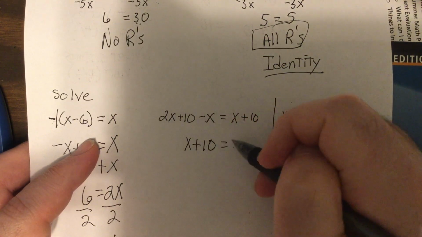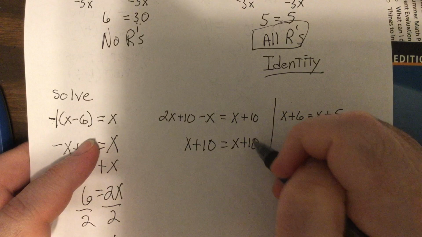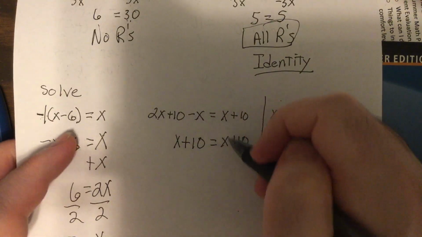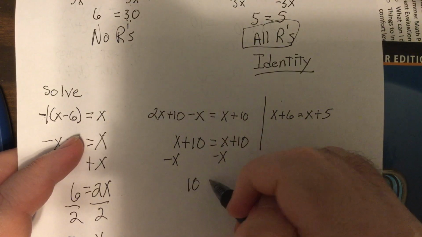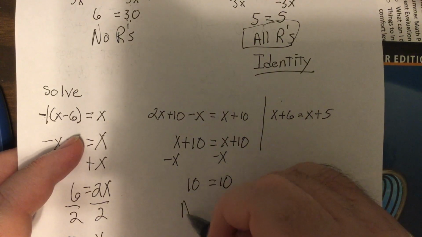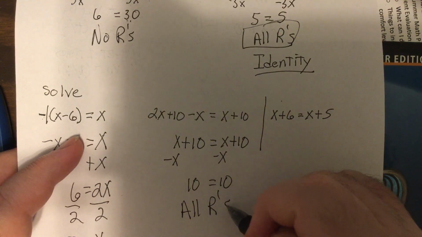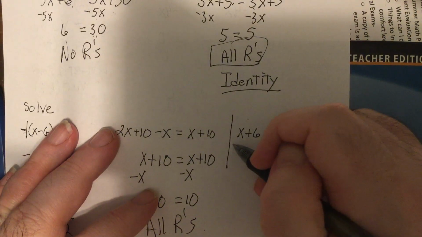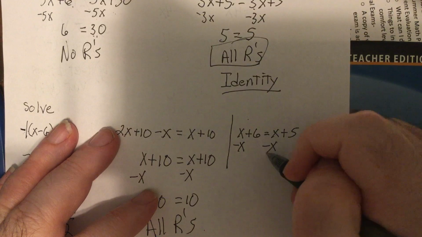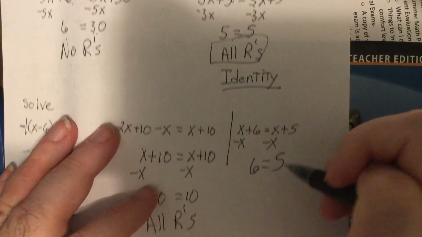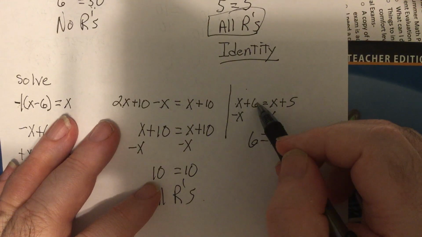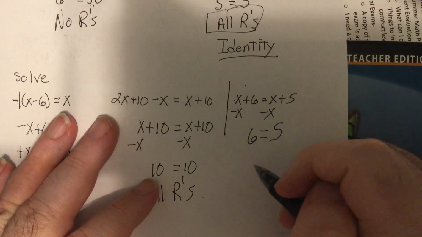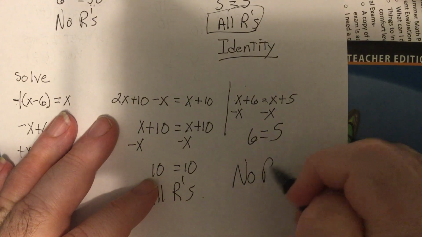So combine 2x minus x is x. Now, right here, if you see the same thing on both sides, you say, well, I see the same thing on both sides, so it must be all reals. Or if you want to go ahead and solve it, that's okay with me. So it'd be all reals. It's always true. 10 equals 10, silly. Subtract x, 6 equals 5. Well, that's never true, so nothing could work. How can you take a number, add 6 to it, and get the same thing if you add 5? No, should be no reals.